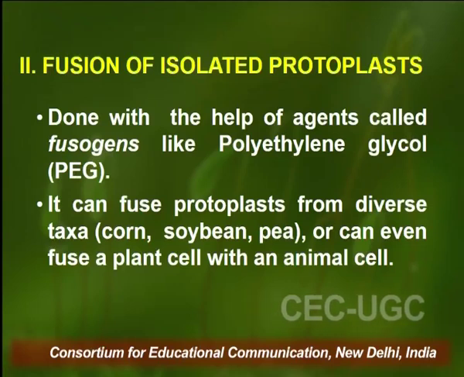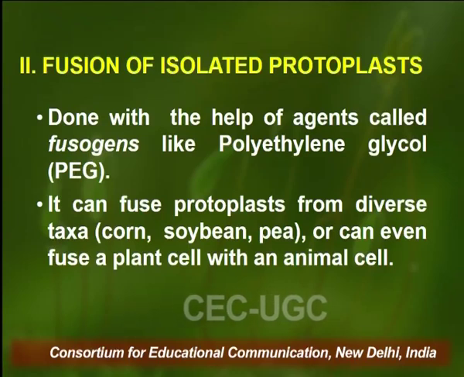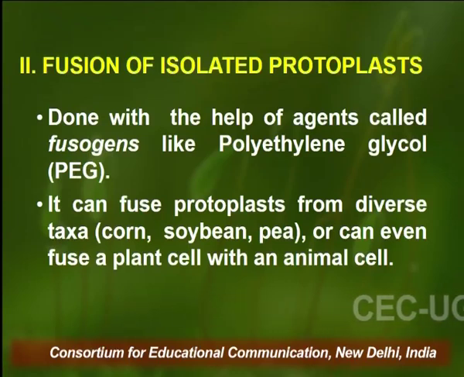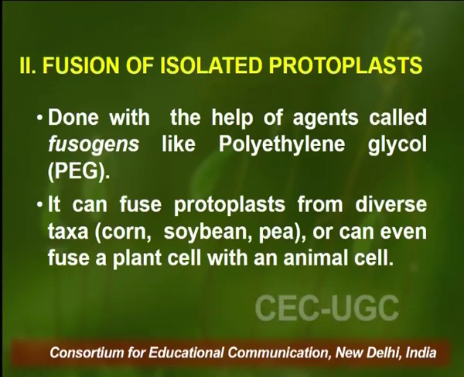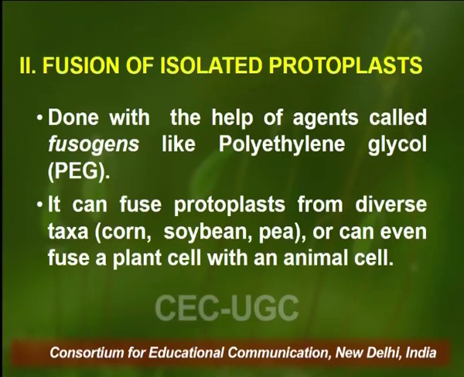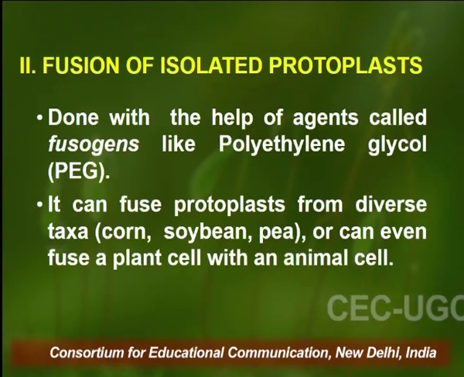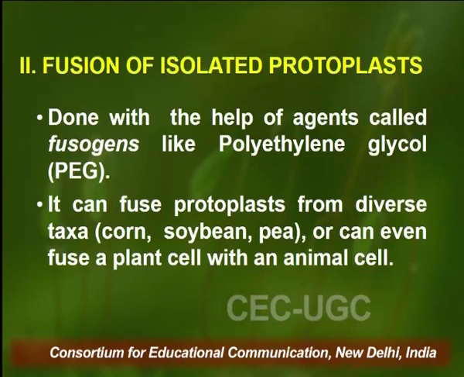The second step is fusion of these isolated protoplasts. Now, fusion of these isolated protoplasts is done with the help of agents called fusogens. These are called fusogens because they help in the fusion of protoplasts. Polyethylene glycol, also called PEG, is one such fusogen. It can fuse protoplasts from diverse taxa. You can fuse protoplasts from corn with soybean or pea, and it can even fuse a plant cell with an animal cell.